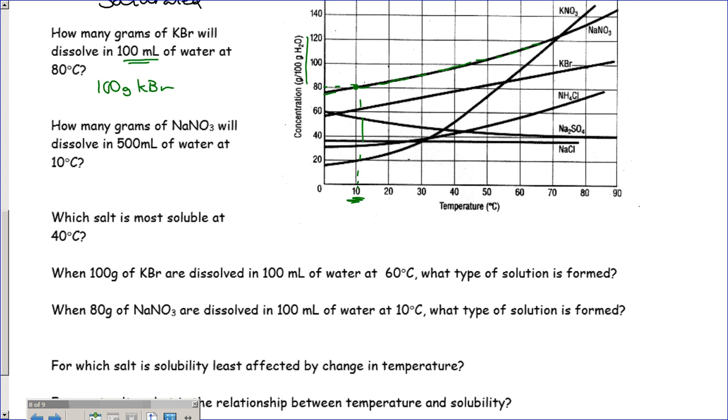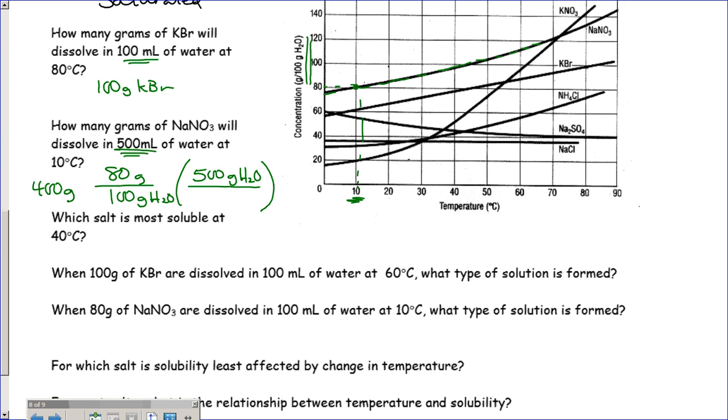But be careful, because remember that this solubility curve is 80 grams per 100 milliliters of water. We have 500 milliliters of water that we're dissolving this into. So we have 80 grams per 100 grams of water. How much for 500 grams of water? It's really like 80 times 5. What is that? 80 times 5 is 400 grams.